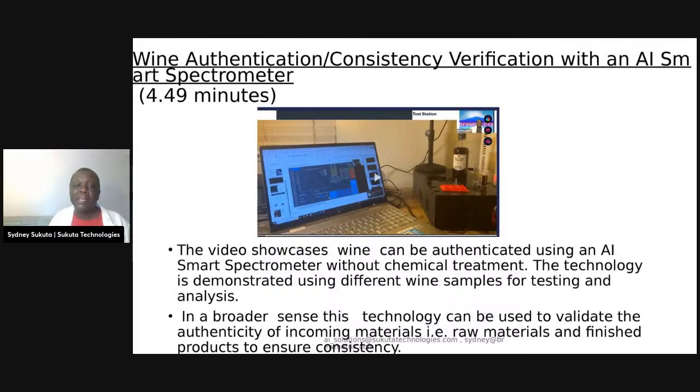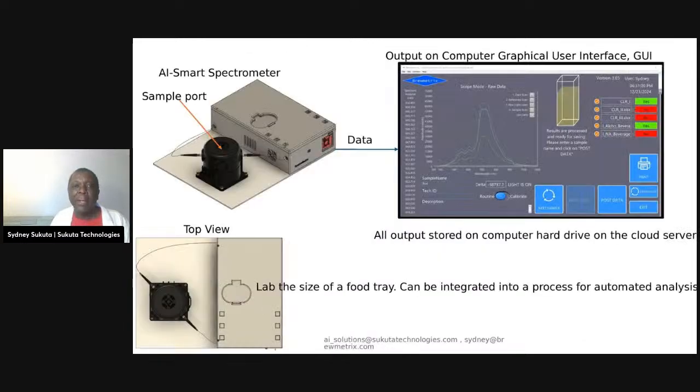So in a broader sense, I'm reading here now, this technology can be used to validate the authenticity of incoming materials, such as raw materials coming in, and finished products that are coming to you, either way, in addition to your regular analytical tests. Unfortunately, I can't play this video. I will send it to the organizers. Maybe they can try to fit it in so you can see a real-life demo here, or maybe we can try later. Okay, great. And then this is the updated version of the machine.